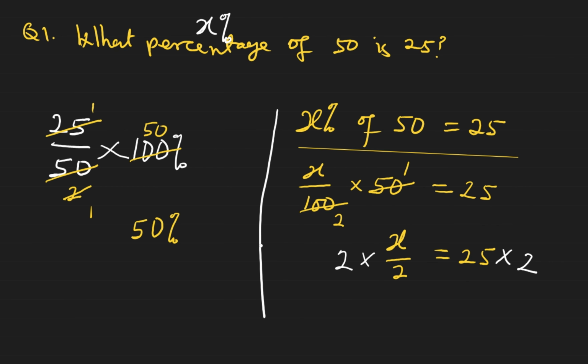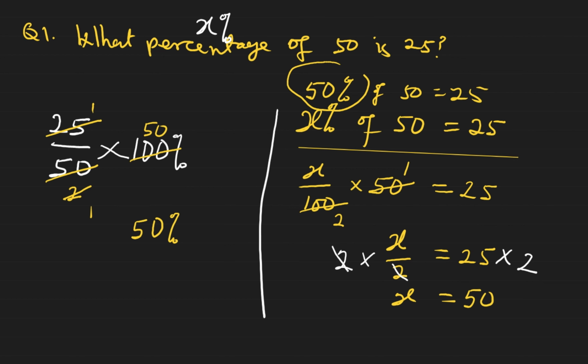Then these 2 cancel this 2. This gives me x equals 25 times 2, which is 50. So it means that, we come up here, it means 50% of 50 is 25. Exactly as we got here.